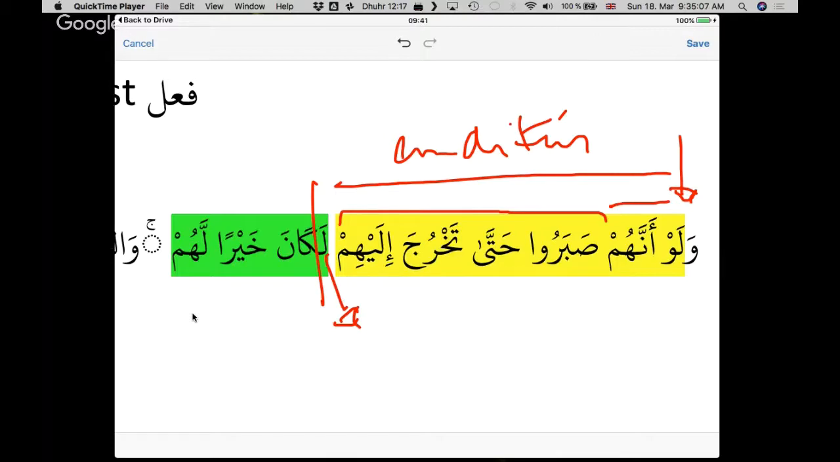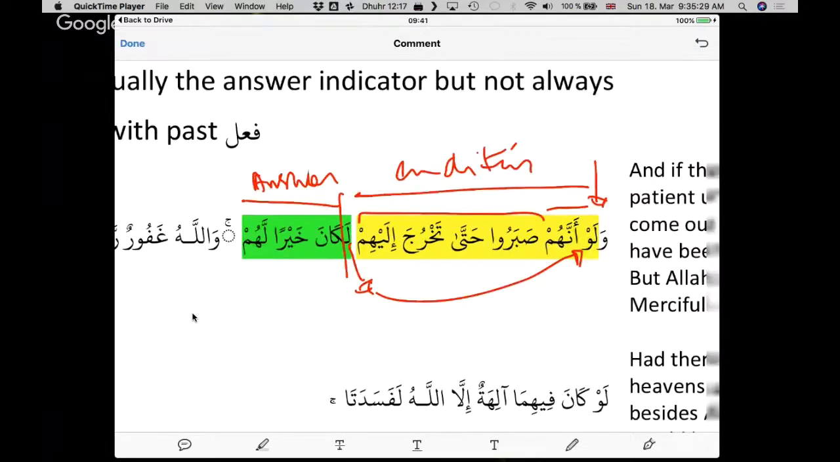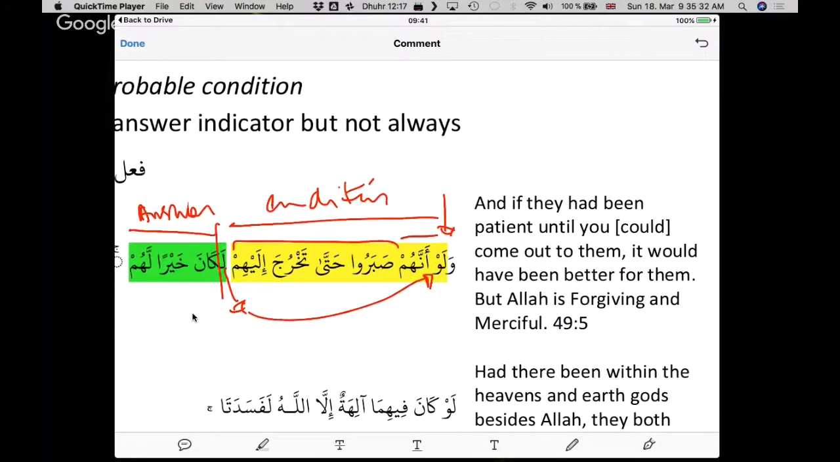Last time we did kana and its sisters, so if you haven't done it, please go and review that lecture, and inshallah it will help. So this lam is an indicator of the answer to the condition. We see this lam attached to the kana, and you say, this is where the answer to the condition starts. Let's read the translation: "And if they had been patient until you could come out to them." "If they had been" indicates to you this is not possible anymore. The event has already happened. Nothing can be changed now, right?